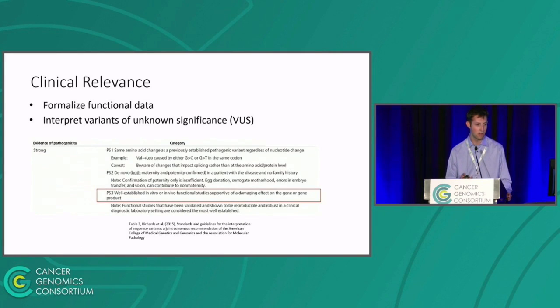As I said, MAVEs can have potential clinical relevance as they can help interpret variants of unknown significance. In the context of the ACMG guidelines, MAVE data could serve as PS3 evidence, as it could be well-established in vitro and in vivo functional studies. So if you have this data available, you could reclassify a variant that was a VUS to a variant with a more known classification of pathogenic or benign. So it could be clinically useful.